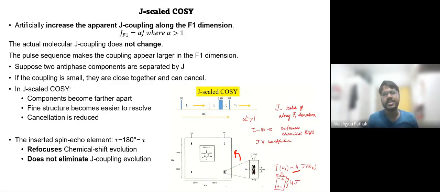And then there is again a spin echo sequence. The important point is that the components will become farther apart, and the fine structures will become easier to resolve. So the cancellation is reduced. The actual molecular J coupling will not change. The pulse sequence makes the coupling appear larger in the F1 dimension. So you can see here that in the F1 dimension, the coupling appears larger.